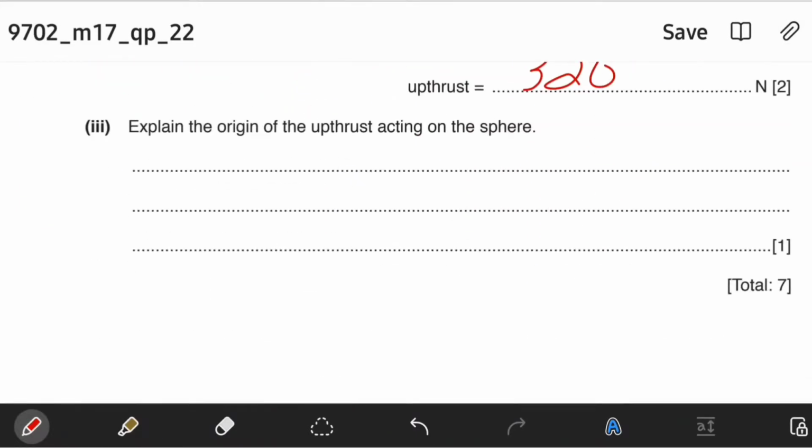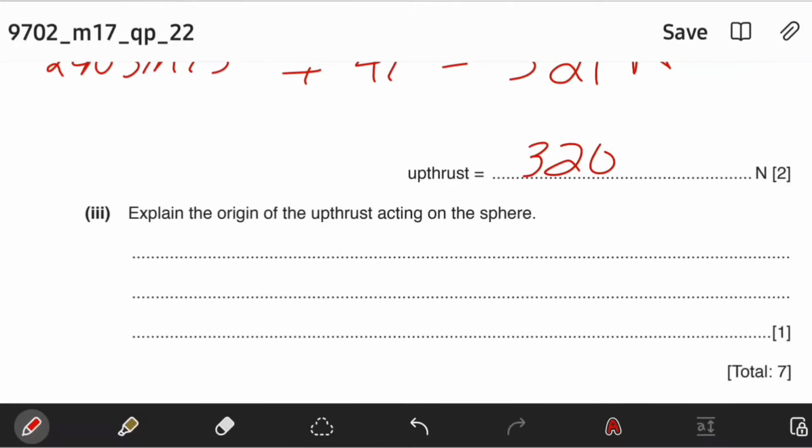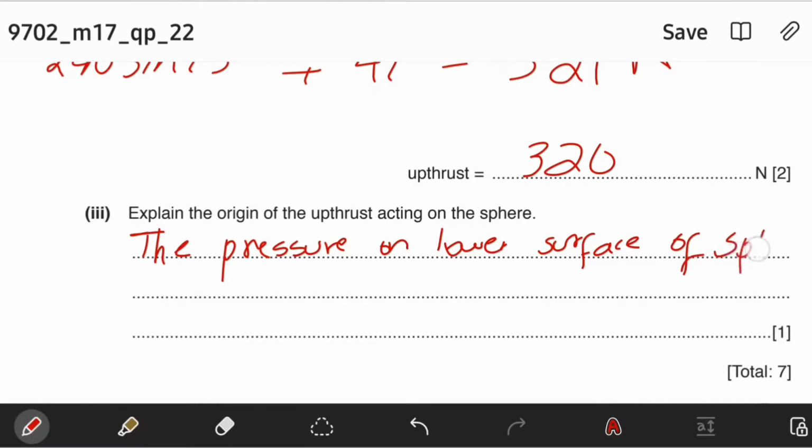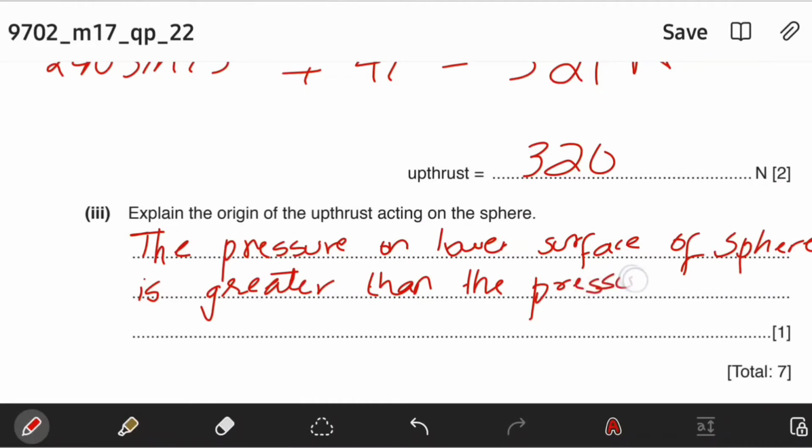Explain the origin of the upthrust acting on the sphere. The origin of upthrust is always due to difference in pressure on top and bottom of an object. So you can write the pressure on the lower surface of a sphere is greater than the pressure on the upper surface of the sphere.